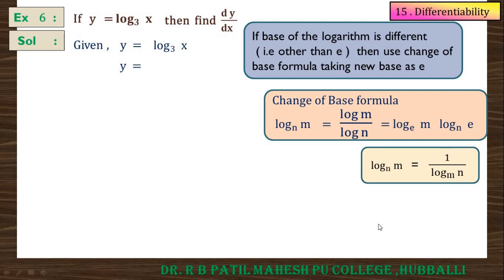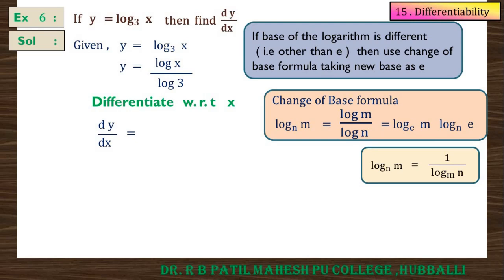Now first I use the first one, log m upon log n, that is log of this x divided by log of the base, that is 3. Now I differentiate this function. So on the left side it is dy by dx, and in this function, students, it is 1 upon log 3, a constant. Remember, it is free from the x variable, therefore it is a constant. Take it outside or write it first, and write the log x derivative, that is 1 upon x. So this is the dy by dx answer.